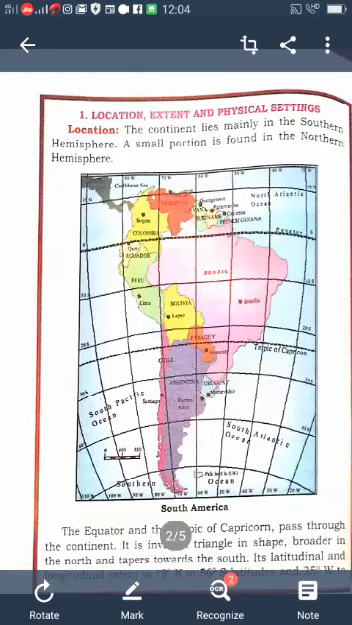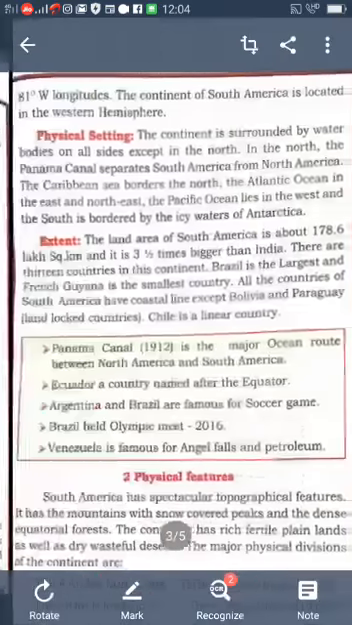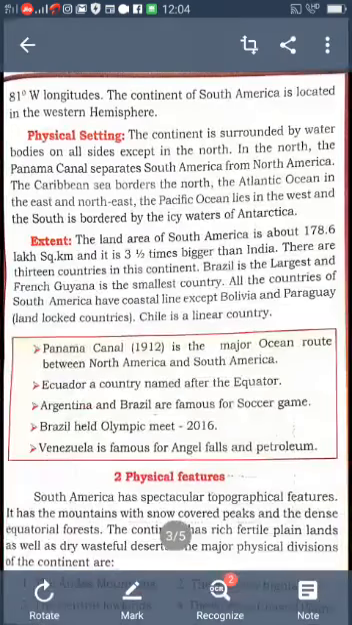It is triangular in shape, broad in the north and tapering toward the south. Its latitudinal and longitudinal extents are 12 degrees north to 56 degrees south latitude and 35 degrees west to 81 degrees west longitude. The continent of South America is located in the western hemisphere. Where is South America situated? In the western hemisphere.